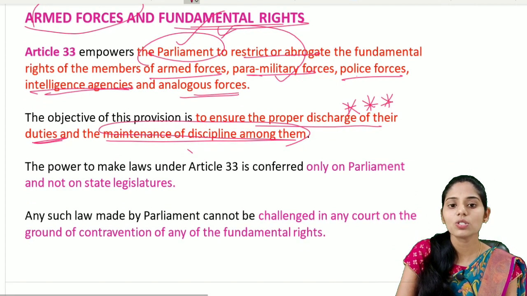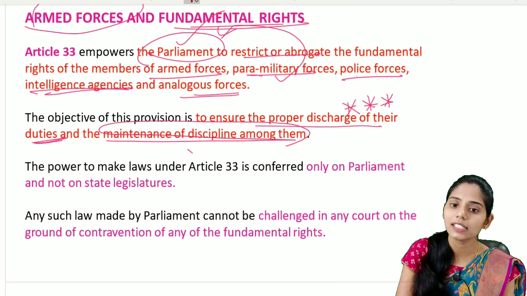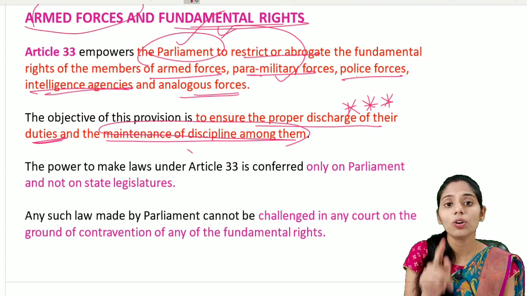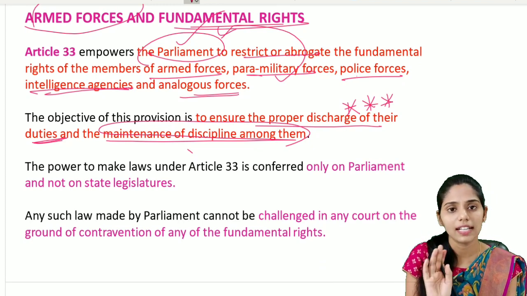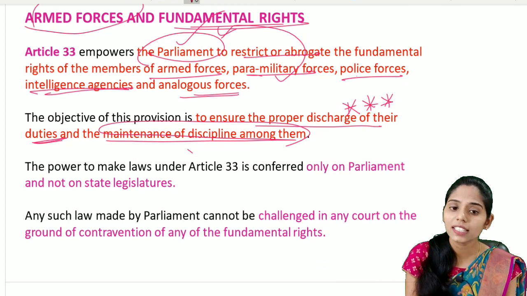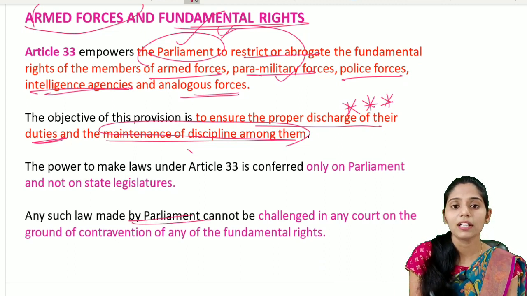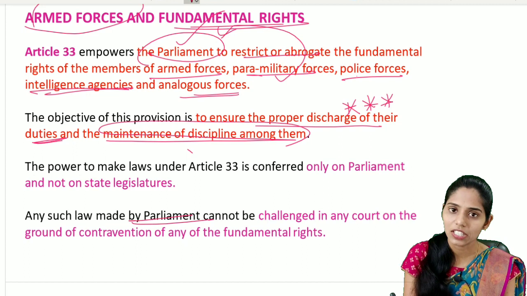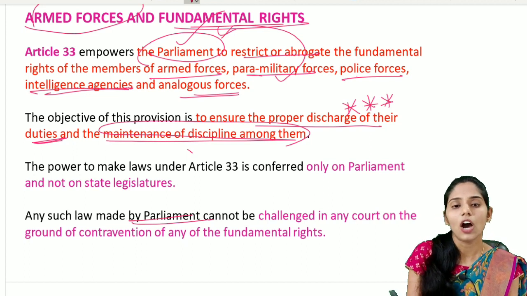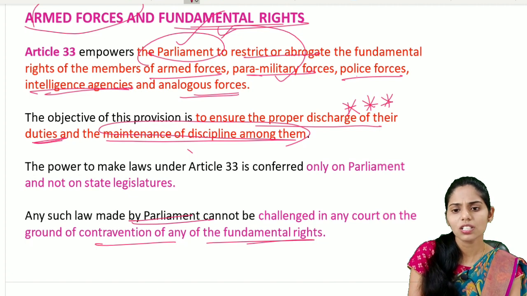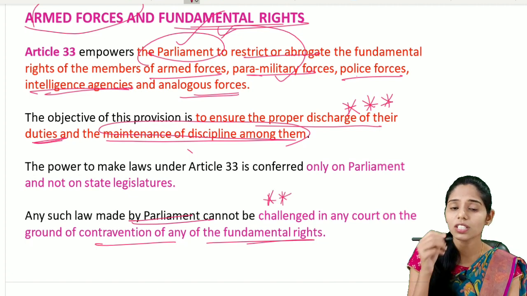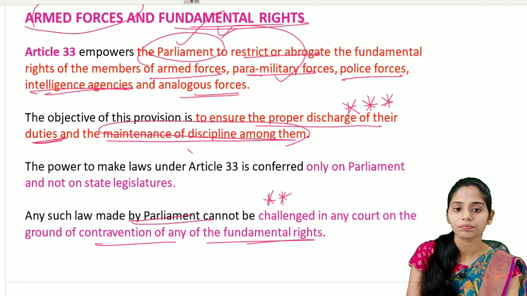The power to make laws under Article 33 is conferred only on the Parliament, not on any state legislature. Any such law made by the Parliament cannot be challenged in any court of law on the grounds of contravention of any fundamental rights. This is a very important concept, and it is very important for the prelims as well.